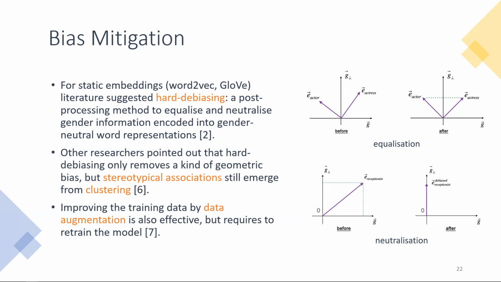So the next step was to stop working on solving the problem in the final model and to look one step earlier in the training pipeline and try to improve the training data. So try to have, by data augmentation, for instance, better training data that can solve the problem of misrepresentation of minorities and different social groups.